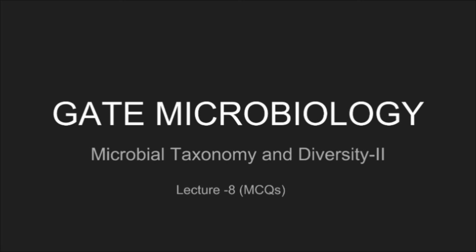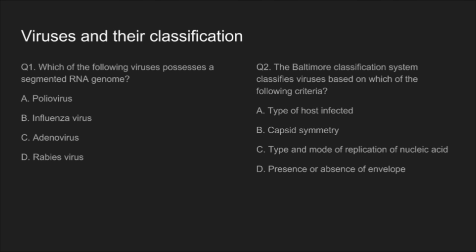So now let's start with our topic, virus and their classification. The first question is, which of the following viruses possesses a segmented RNA genome? Your options are A. poliovirus, B. influenza virus, C. adenovirus, and D. rabies virus. The correct answer is option B, influenza virus. Influenza viruses come under the family Orthomyxoviridae and they have a segmented negative sense RNA genome, which allows genetic reassortment.